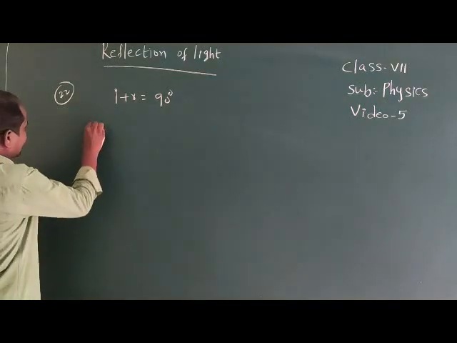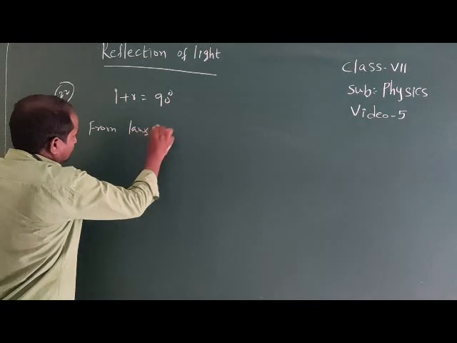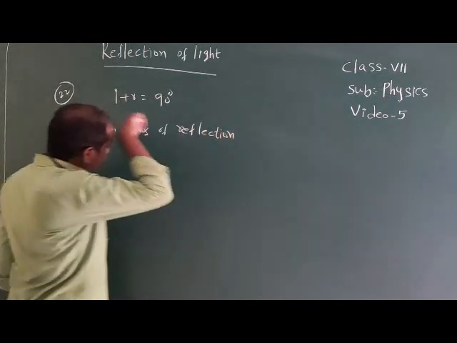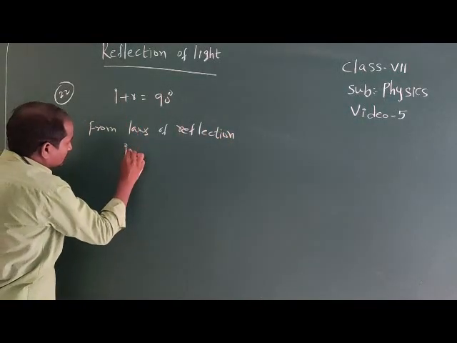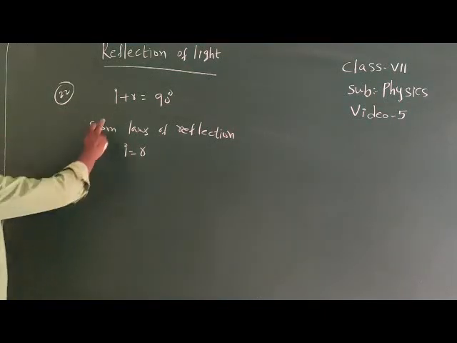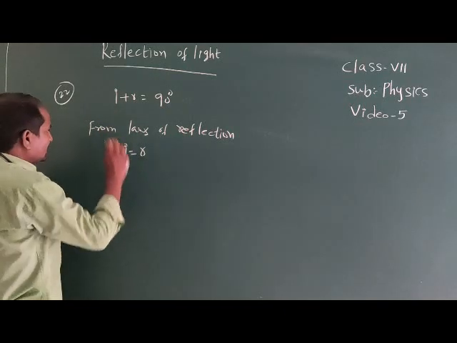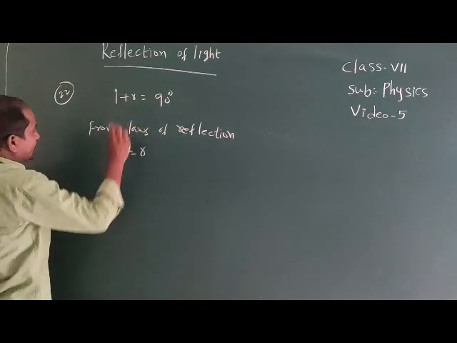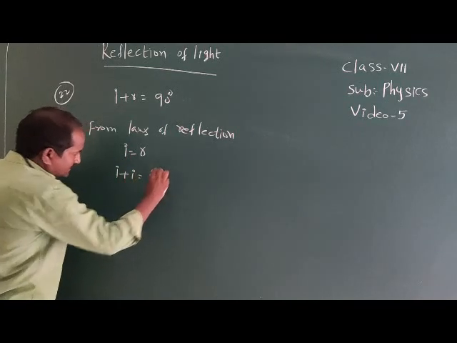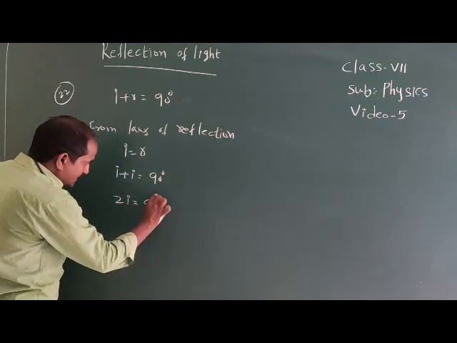So from the laws of reflection, I equal to R. In the place of R, we can write I. Now I am going to write here I in the place of R. So here I plus I equal to 90 degrees. I plus I means here 2I. So 2I equal to 90 degrees.